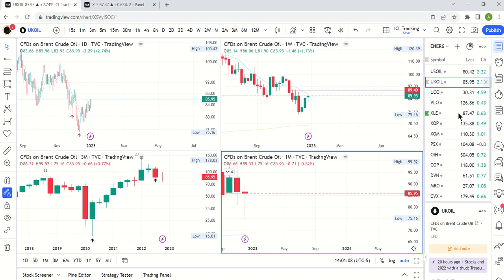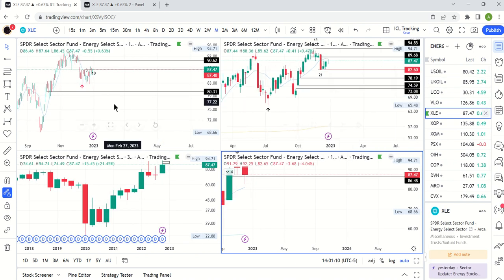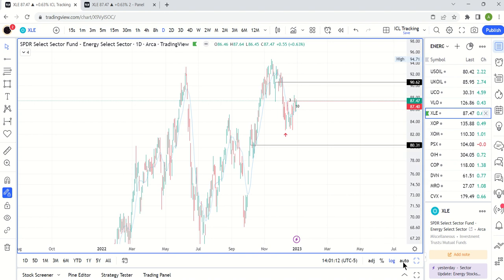So let's look at XLE. How are energy stocks looking? Let's think about the daily cycle first.